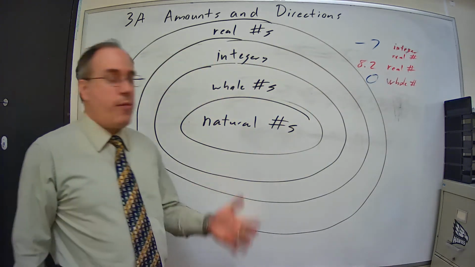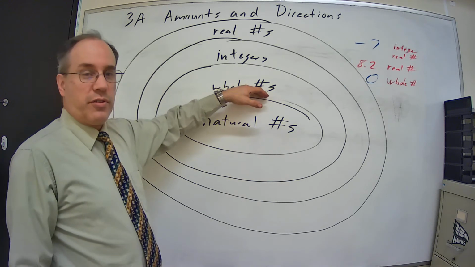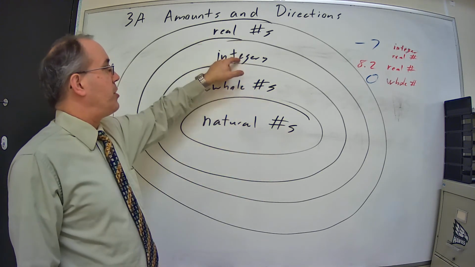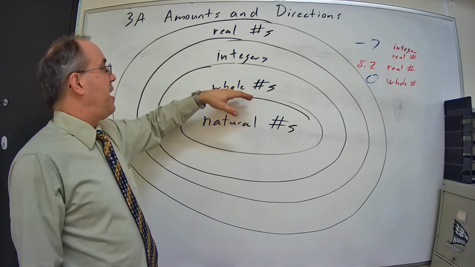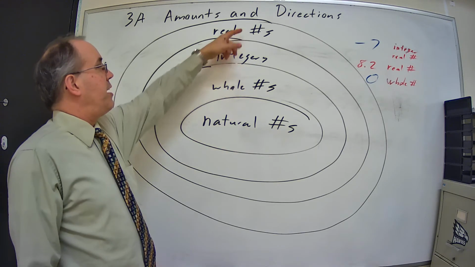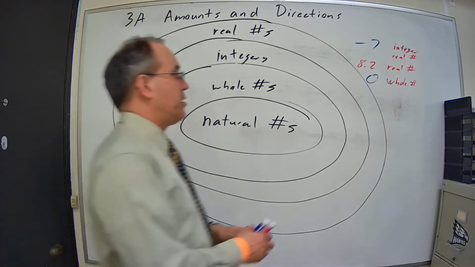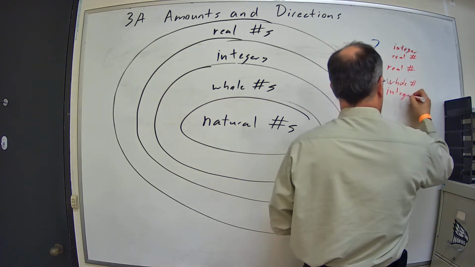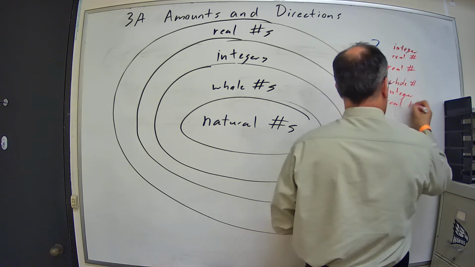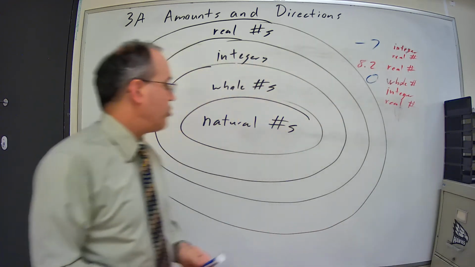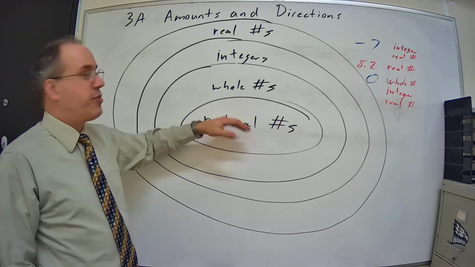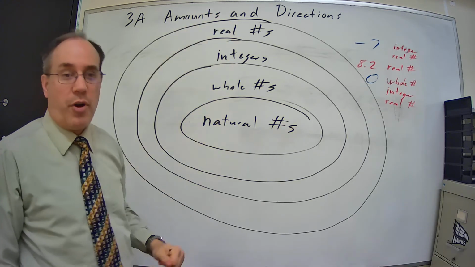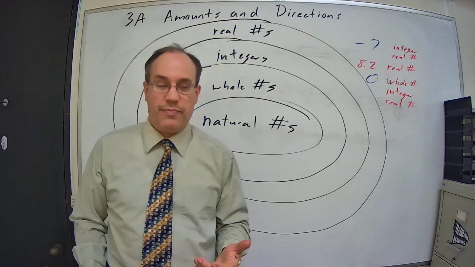And remember, once you get out to a certain circle, these are inside of each other. So if it's a whole number, then it must be an integer, and it must be a real number. So if you're part of one of the inner rings, you're also part of the outer rings. But if you're part of the outer ring, you're not necessarily part of the inner ring. Okay?